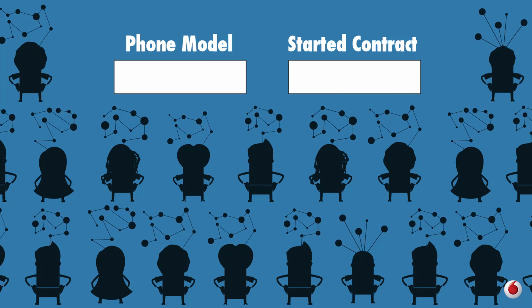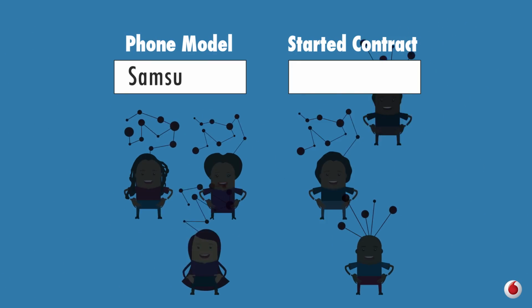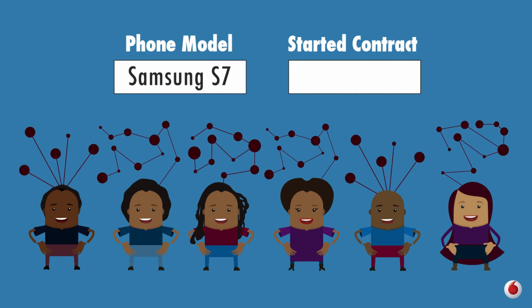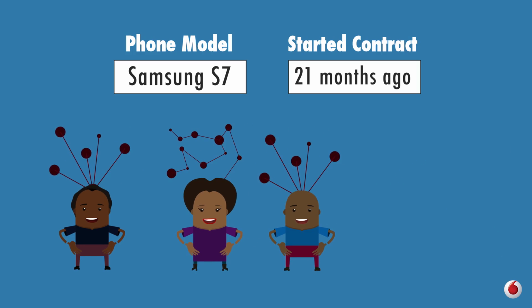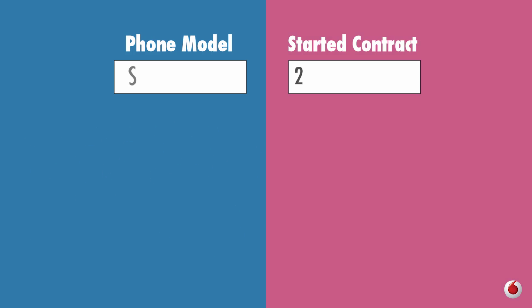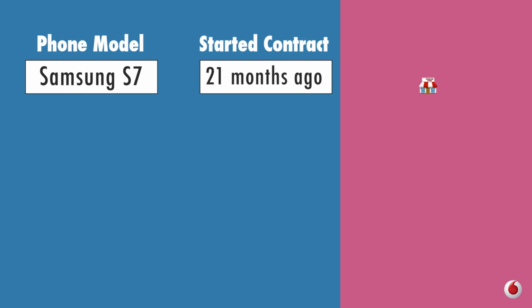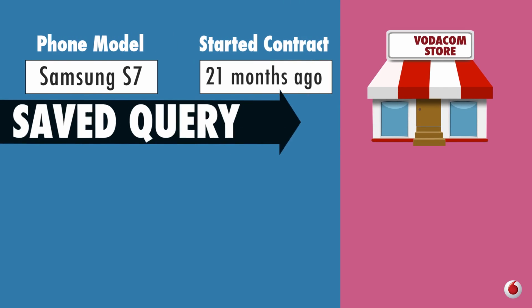Multi-criteria queries may be useful in other ways too. For example, if your store wishes to find all Customer 3D customers with a Samsung S7 who commenced a contract 21 months ago, your store will be able to send a report to remind these individuals that they are soon due for an upgrade. If a specific multi-criteria query is particularly useful, your store may choose to save it.